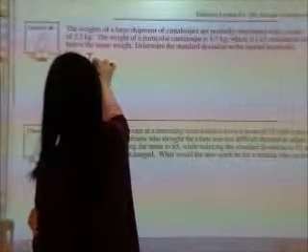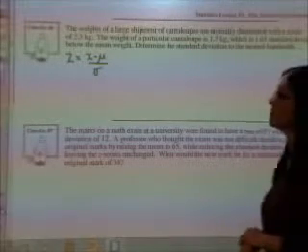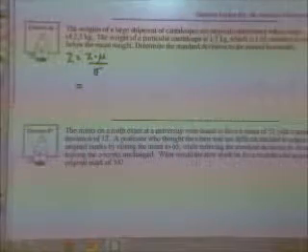Okay, the next question. So again, I start off with my formula, z equals x minus mu divided by sigma. The weights of a large shipment of cantaloupe are normally distributed with a mean of 2.3 kilograms. The weight of a particular cantaloupe is 1.7 kilograms, which is 1.01 standard deviations below the mean weight. Determine the standard deviation to the nearest hundredth. What's x?